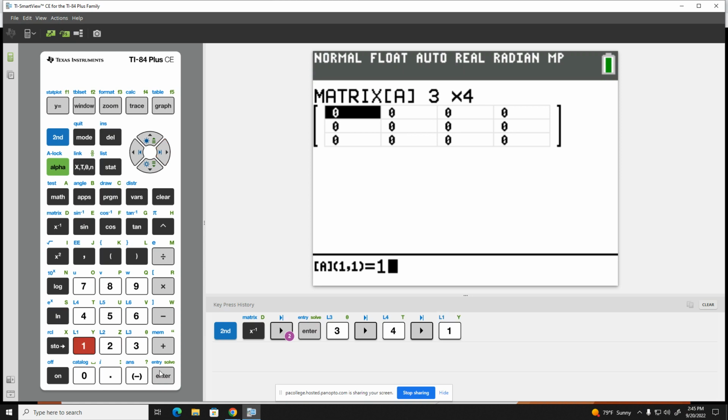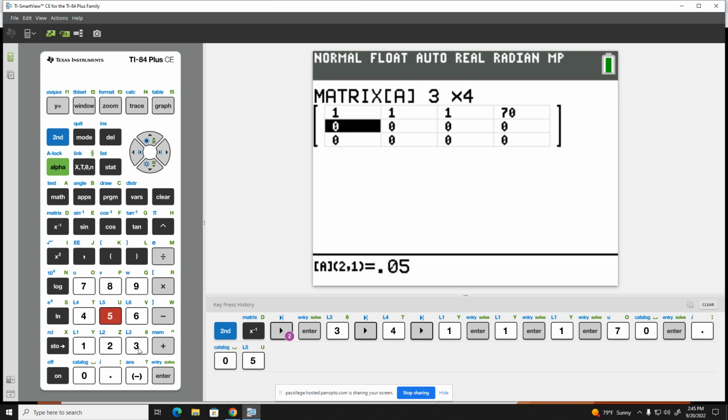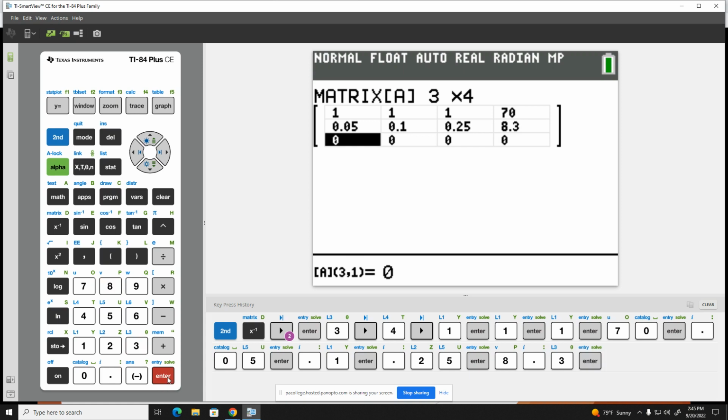So 1, 1, 1, and 70. And you might be able to see here that because I'm on the computerized version of my calculator, it kind of gives me a little spreadsheet here, which makes typing a little bit easier than on my handheld, where it just jumps between each entry. But you enter going each row across, so really entering all of the coefficients from each equation as we go across. And I'm typing enter after each one of those.